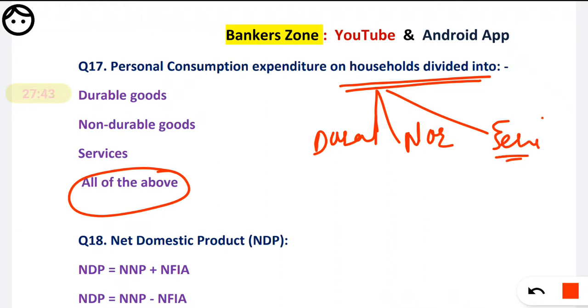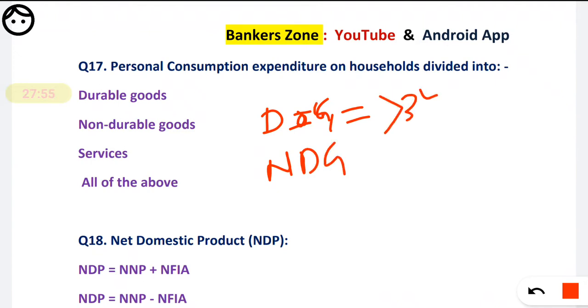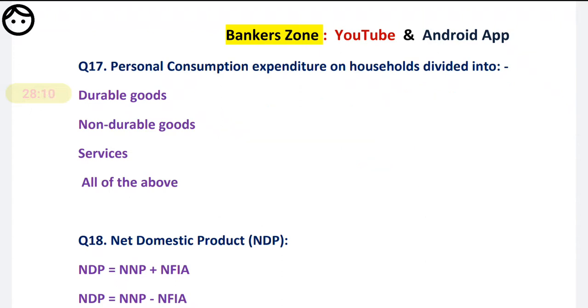So what do you mean by durable goods, or what do you mean by non-durable goods? Durable goods are the goods which last for more than 3 years. For example, TV, fridge. This is a durable good. What are the non-durable goods? For example, cosmetics, petrol. These are the non-durable goods. Clear? Now the durable, non-durable, service, all of the above.